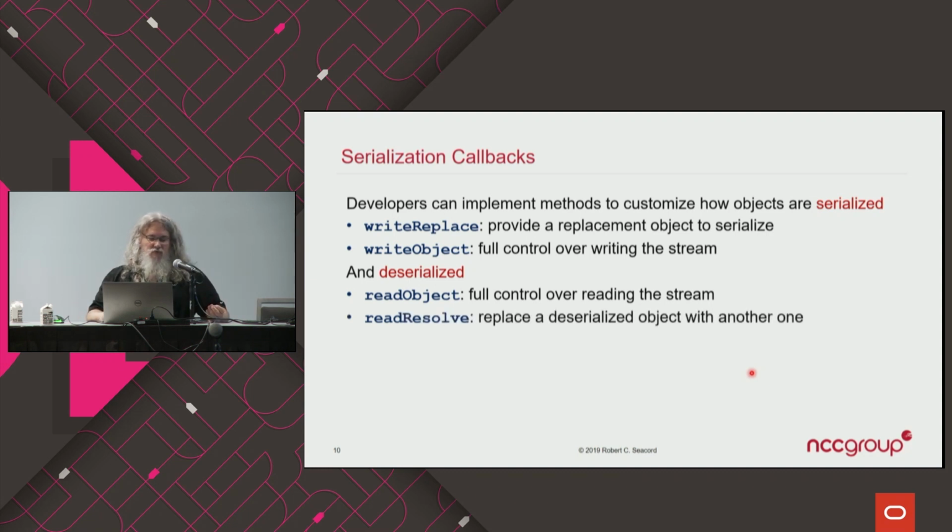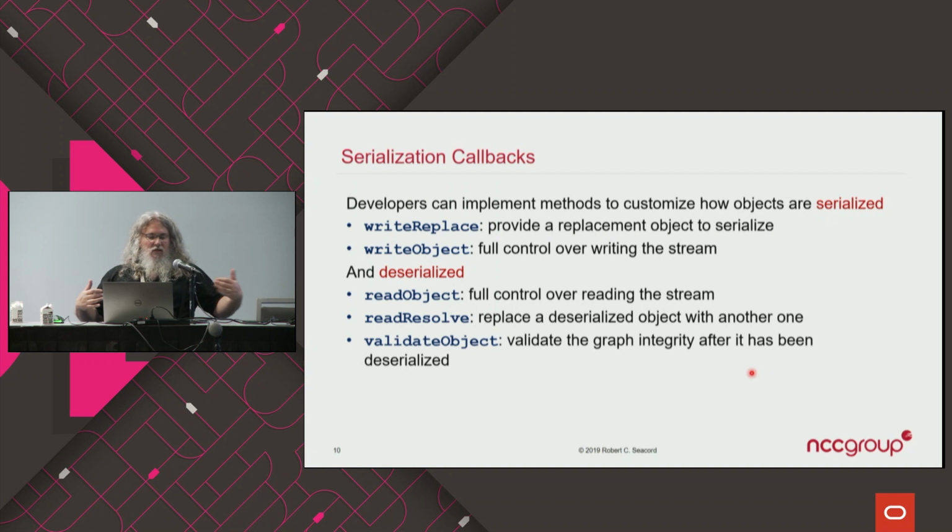Read resolve, which will replace a deserialized object with another object. And finally, a validate object method, which will validate the graph integrity after it's been deserialized. And the write replace and read resolve are really to implement a serialization proxy pattern where, when you design an object, it's designed for some type of runtime property, right, to execute efficiently and so forth. It's not designed to store well, right?